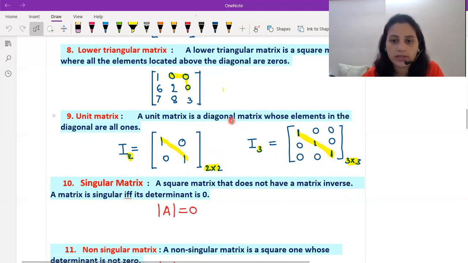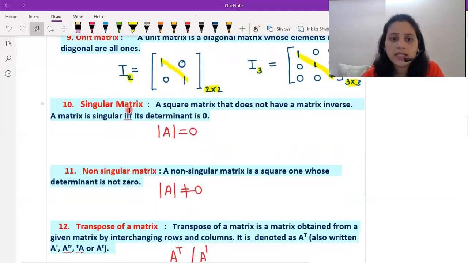Right? Next, singular matrix. Now singularity of the matrix depends upon the determinant. In 11th standard you must have come across the concept of determinants, right? If the value of the given determinant A is equal to 0, then it is called a singular matrix. It is a square matrix that does not have a matrix inverse, because a matrix is singular if and only if its determinant is 0.